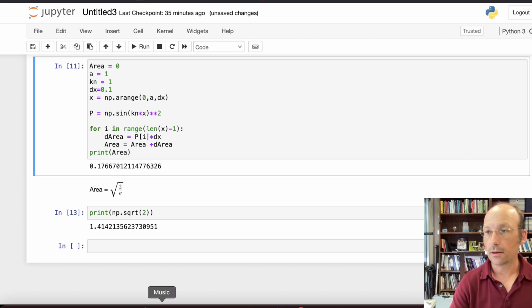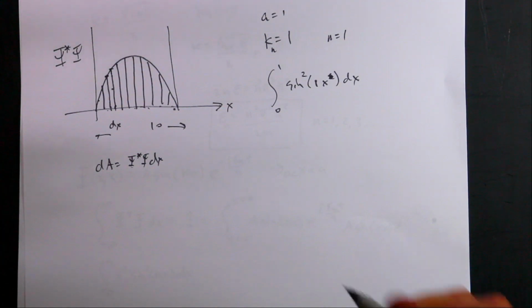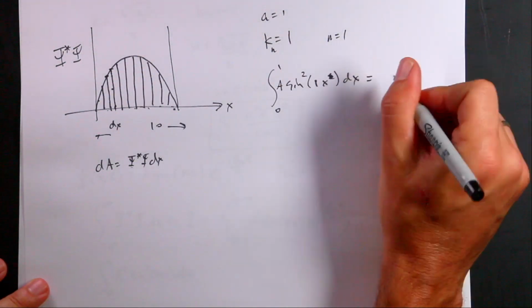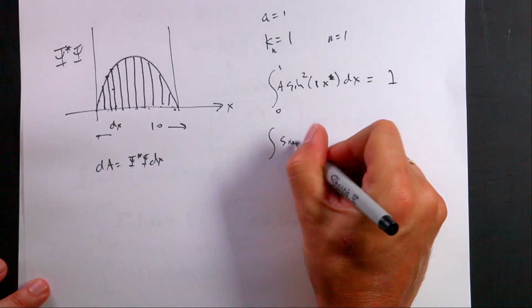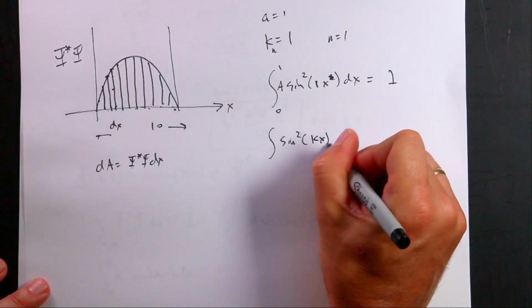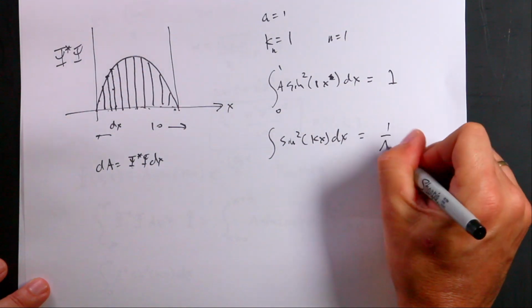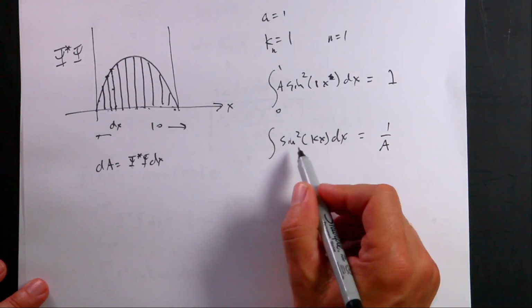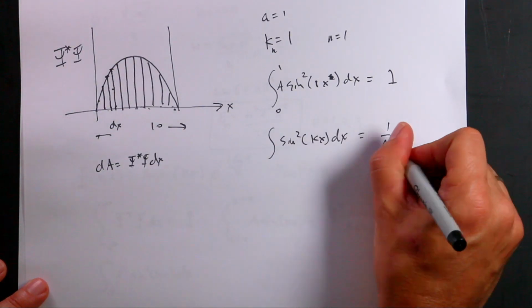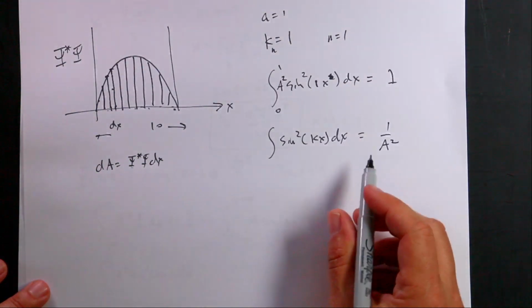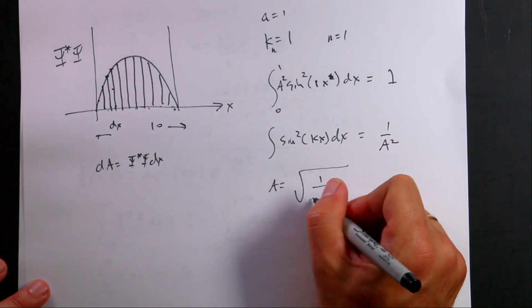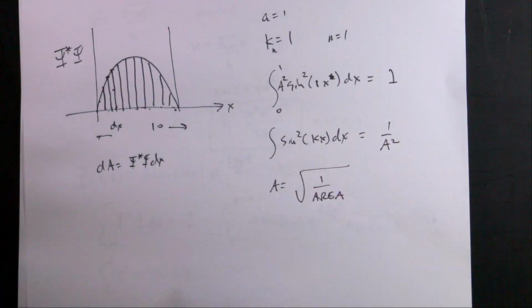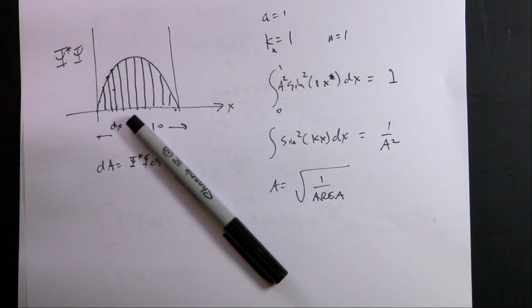Let me switch back over here so I can show you what it is. I made a mistake. So this is actually a, and I want to set that equal to 1. So if I say the integral of sine squared kx dx equals 1 over a squared, whatever value I get for this is going to be 1 over a squared. So a is going to be the square root of 1 over the area. So that was my mistake.